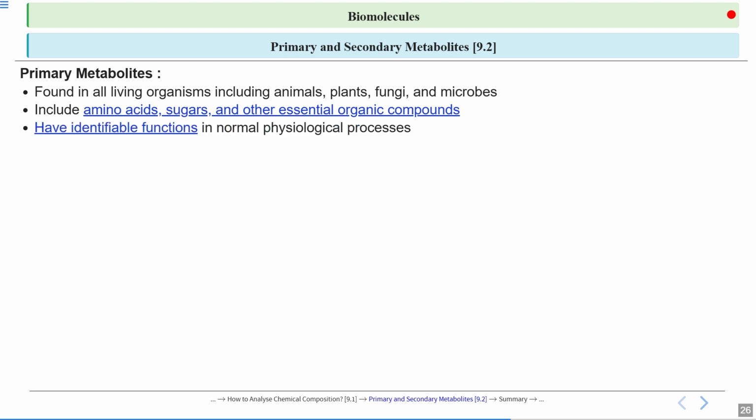Amino acids form the proteins. Now, they have identified functions in the normal physiological processes. So basically they have some functions. They help in the growth and development of the organisms.